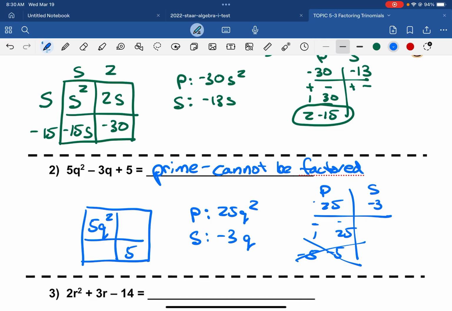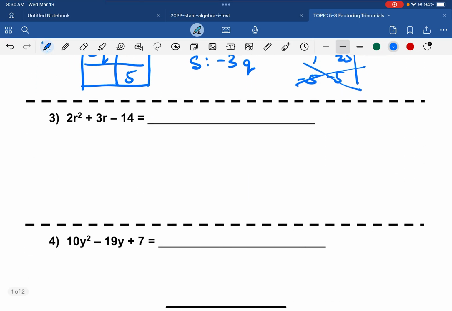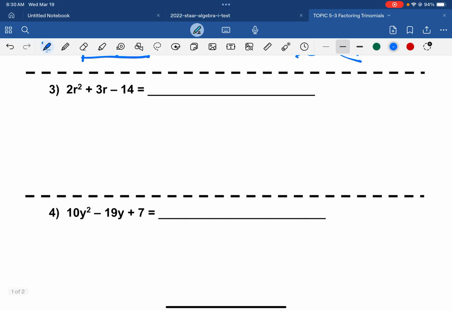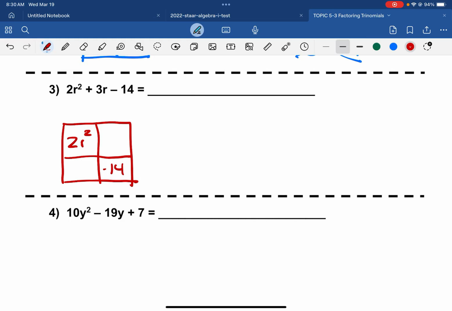All right, let's look at number 3. So we have 2r squared plus 3r minus 14. First, greatest common factor. There is not a greatest common factor. So then we fill the box, factor the box. So this is 2r squared. This is negative 14. Product is going to be negative 28r squared, and my sum is 3r. Again, I'm kind of ignoring the r's until I put them back in the box. So I have a product of negative 28 and a sum of 3.